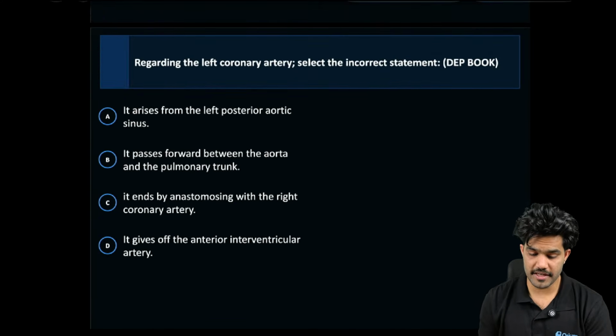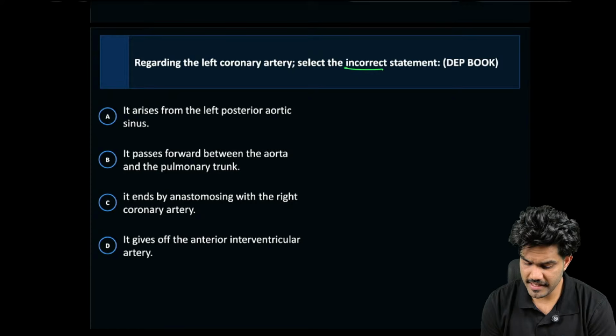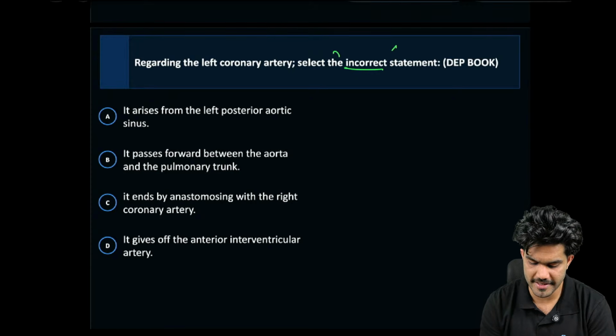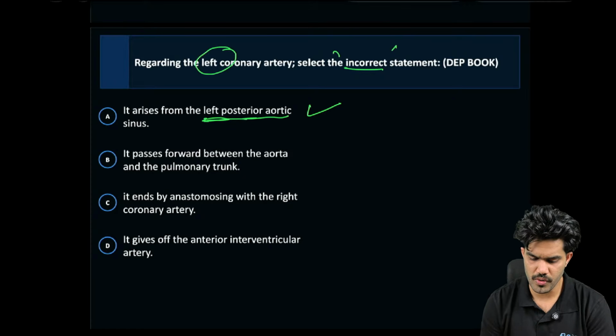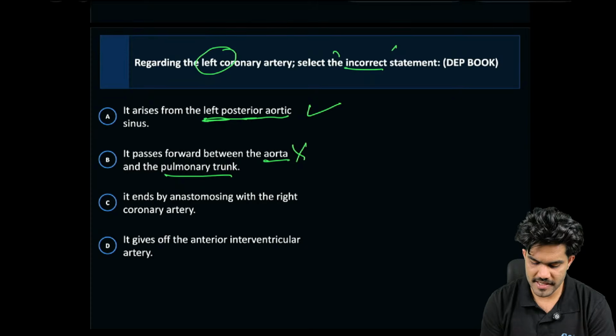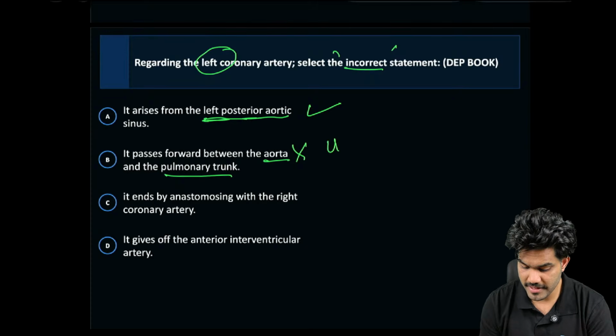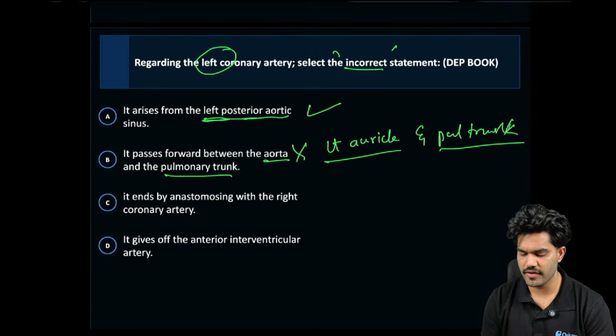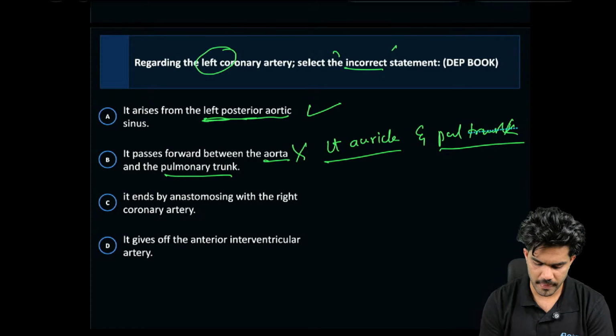Regarding the left coronary artery, which is the incorrect statement? It arises from the left posterior aortic sinus. See, left coronary, I told you left posterior. Yes, it's true. It passes forward between the aorta and pulmonary trunk. No, it is not passing forward between the aorta. It passes forward in between the left auricle and pulmonary trunk. If you focus on the course of the left coronary artery, you can know. Okay, so B will be there.